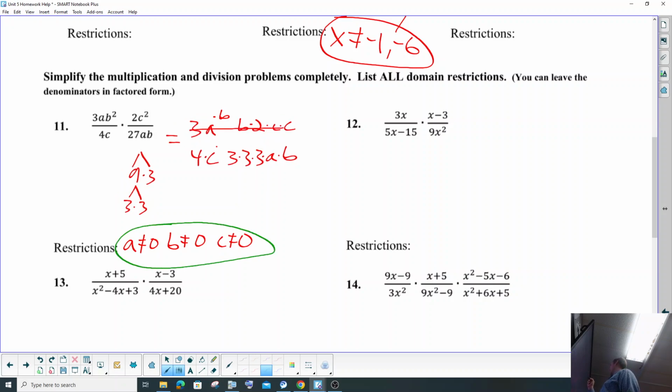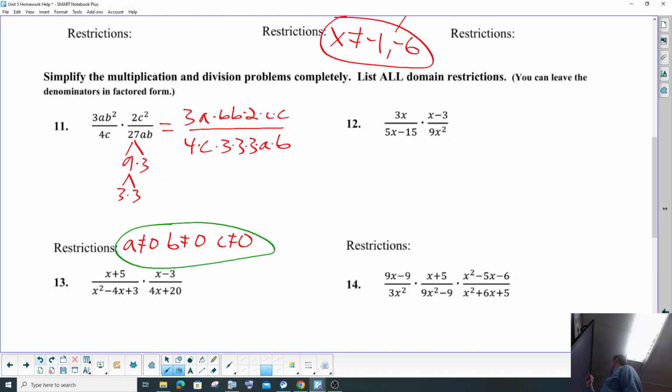So this A will cancel with this one. This B will cancel with this one. This C will cancel with this one. This 3 will cancel with this 3. Anything left that we can cancel? Let's take a look. Maybe this factors in 2 and 2, and so one of those 2's will cancel.